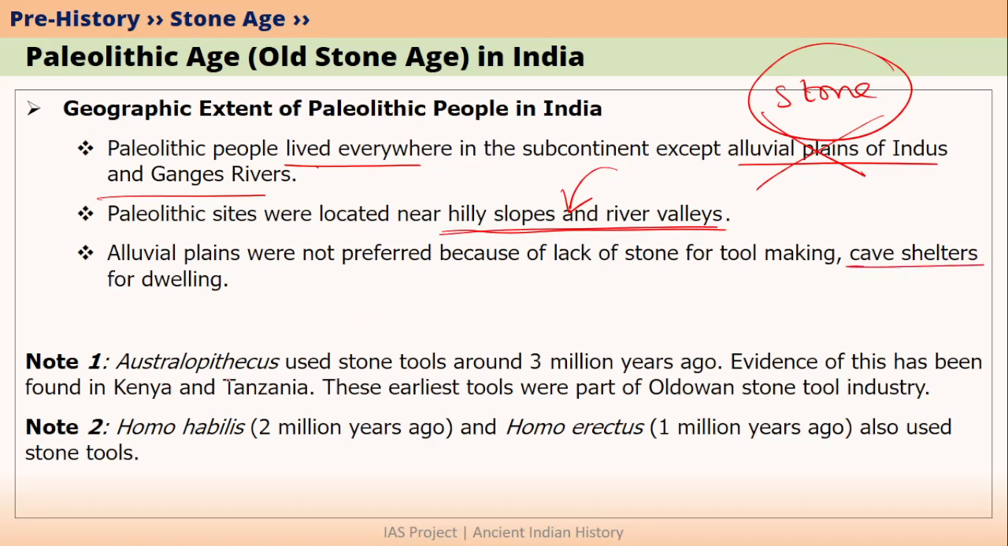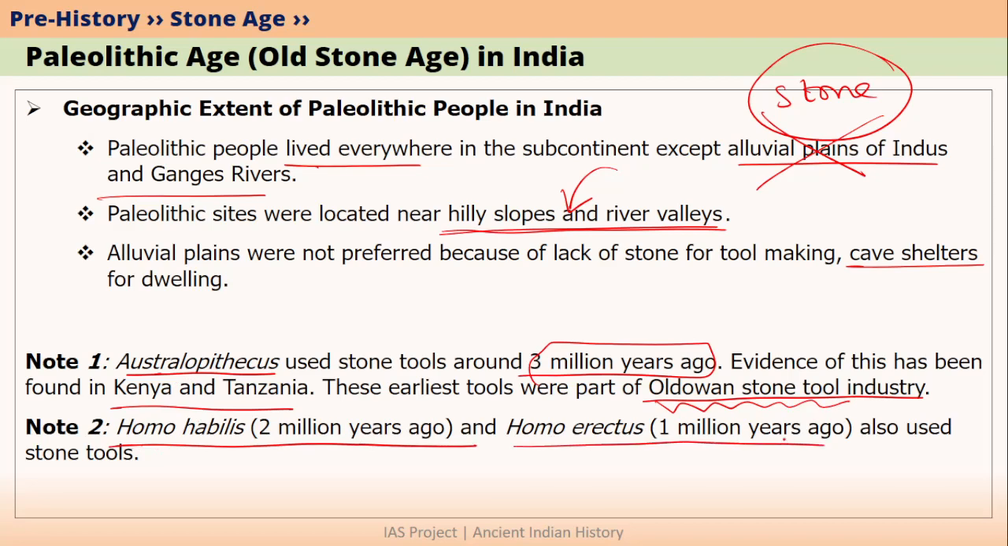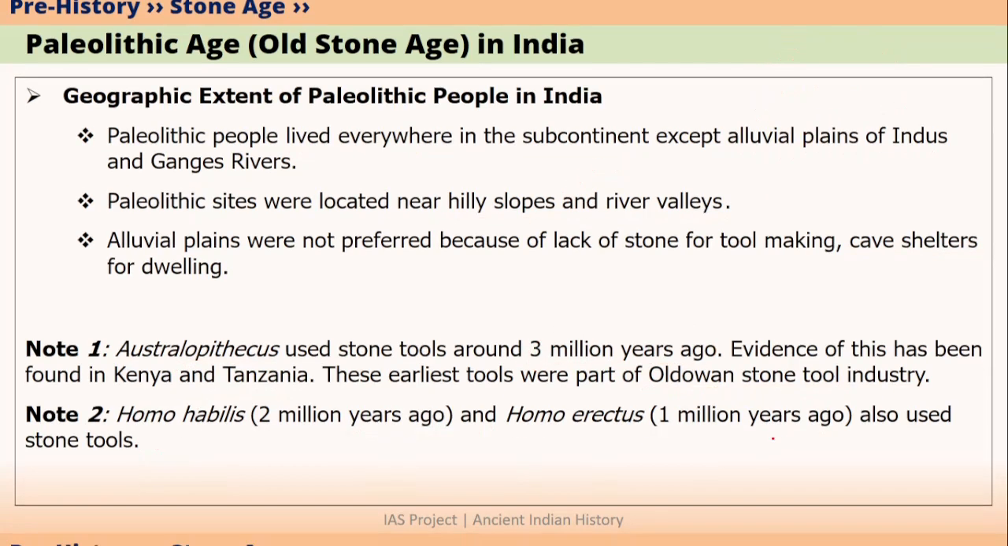In the case of world stage, Australopithecus, which is the oldest human ancestor to walk on 2 feet, used stone tools almost 3 million years ago. And evidence of this has been found in Kenya and Tanzania. Those earliest stone tools are a part of Oldowan stone tool industry, and they are generally called Oldowan stone tools. After Australopithecus, Homo habilis as well as Homo erectus also used stone tools.